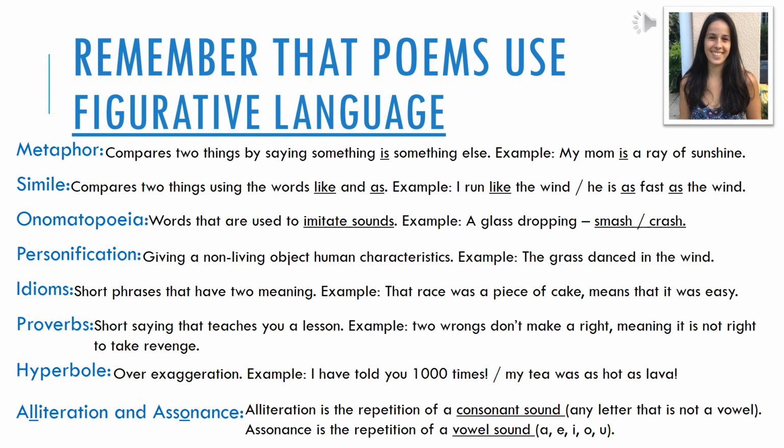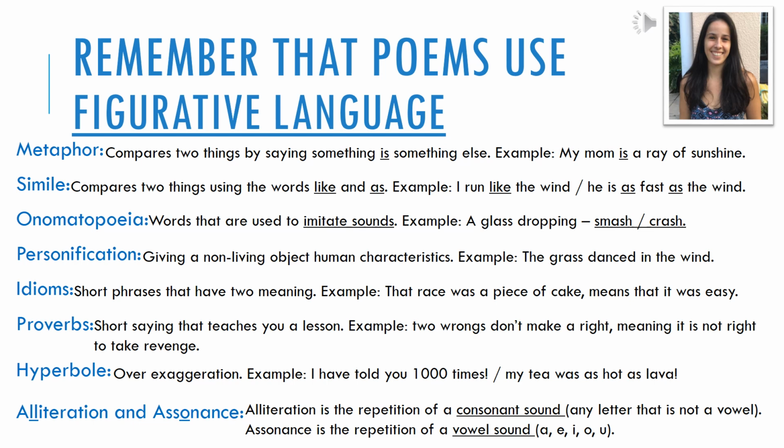Moving on to a simile. They compare 2 things using the words like and as. Underline those words. They are very important for us to use. For example, I run like the wind, or he is as fast as the wind. Next is onomatopoeia. Onomatopoeia are words that are used to imitate sounds. For example, if a glass has dropped, the word that would imitate that sound could be smash or crash. You can write down some of your own words as part of your examples.